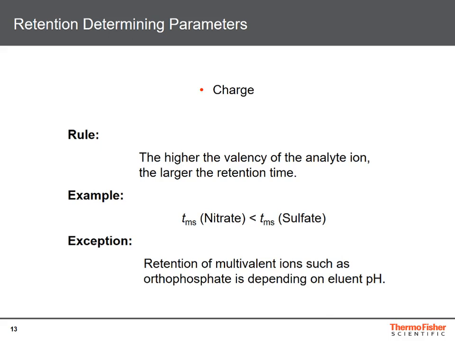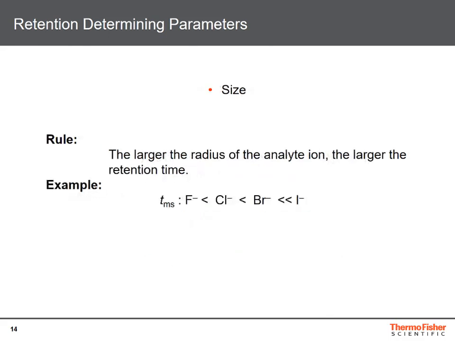The exception of this rule is retention of multivalent ions such as orthophosphate. We all know that the charge of orthophosphate depends on eluent pH, and therefore with different kinds of eluent pH in the mobile phase, we see different retention times for orthophosphate. There's no exception to the rule regarding the size of an ion. The rule says the larger the radius of the analyte ion, the larger its retention time.